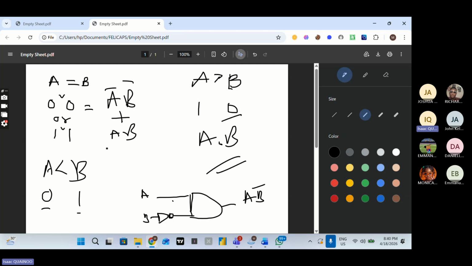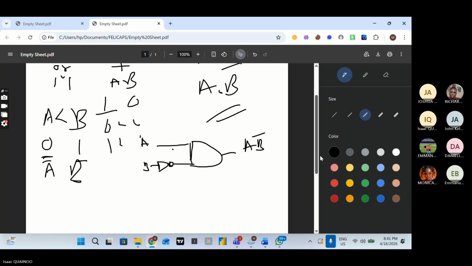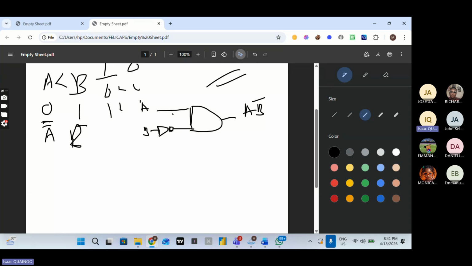Apart from this, if you take, let's say, A to be 1, B is 0, A is not going to be less than B. If you take 0, 0, A is not going to be less than B. If you take 1, 1, A is not going to be less than B. So A is only going to be less than B when our A is 0 and B is 1, right? So this is going to be A prime, and then we have our B. So A prime B right here.